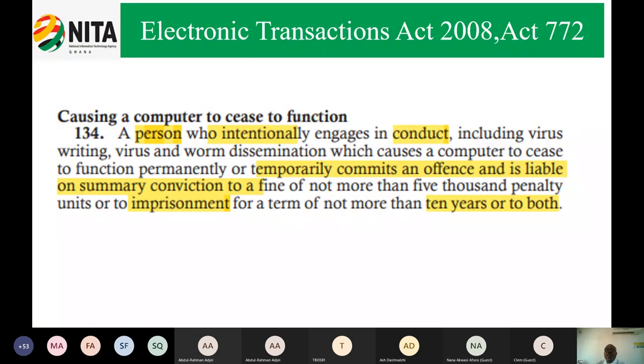This law will catch those managers who have not taken steps or put in place measures to ensure that IT professionals are provided with the necessary resources and tools to implement or undertake their activities. And when they are found guilty, there is a penalty of 5,000 units, which is 60,000 Ghana cedis, and an imprisonment term of not more than 10 years.